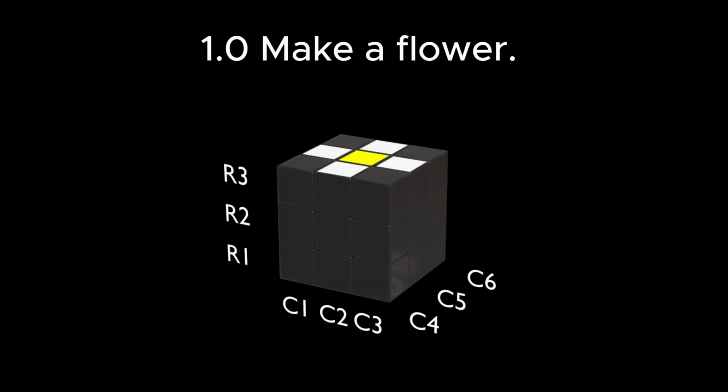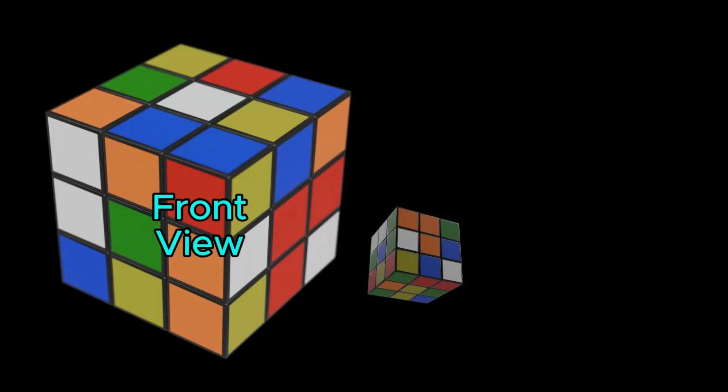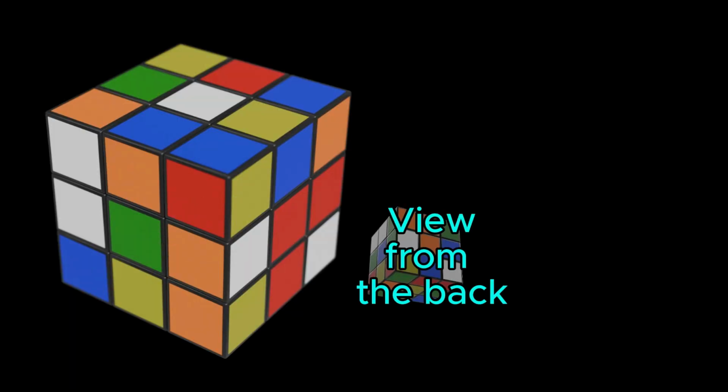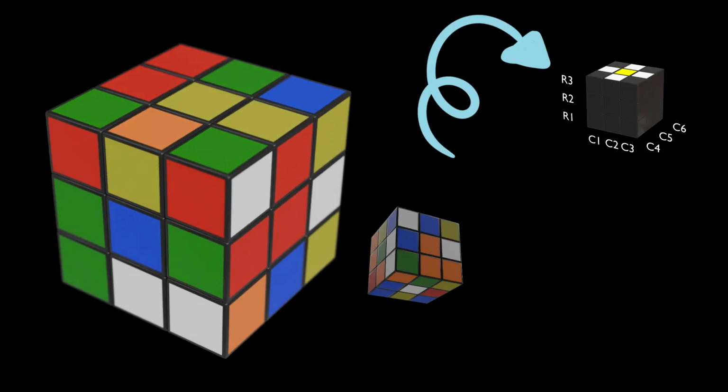Step 1. Make a flower pattern. Yellow in the center with white petals on the four sides. Make sure your yellow center is facing up. This is the front view. This is the view from the back. Turn the yellow side up. Then move the white edges to surround the yellow center.